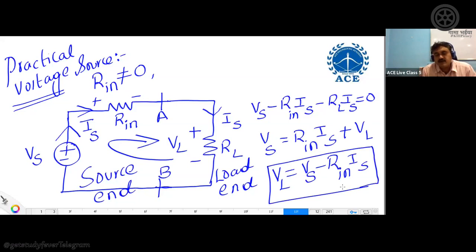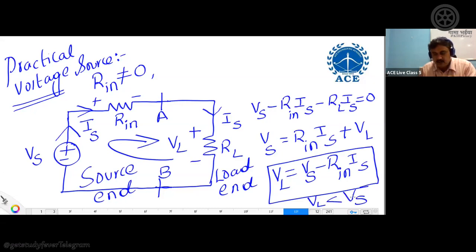So previously what did we get? We got the value of Vs and VL both the same. Meaning whatever voltage source is there, it will deliver entire power to the load. But now what is happening? The value of VL which you are getting here is definitely less than Vs.